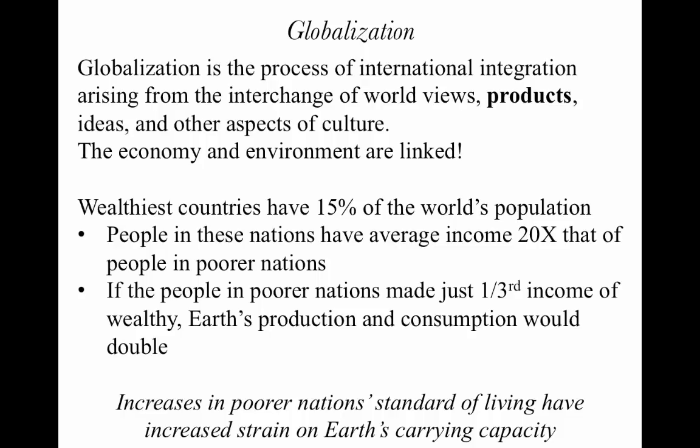in a poor country. And if the people in poor nations made just 1/3 the income of the wealthy, Earth's production and consumption would double, which is good for the standard of living for the people in the poor countries, but it would be very bad for what Earth would look like if the people from the other 85% were consuming at a rate that, say, we are in the United States. So the note at the bottom is that poorer nations are starting to increase their standard of living, and this is causing a strain on Earth's carrying capacity.